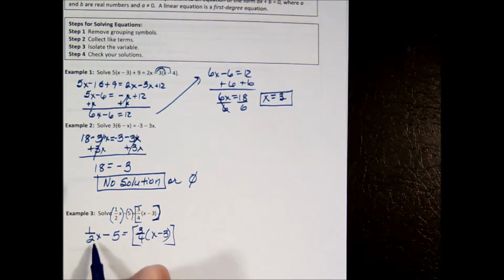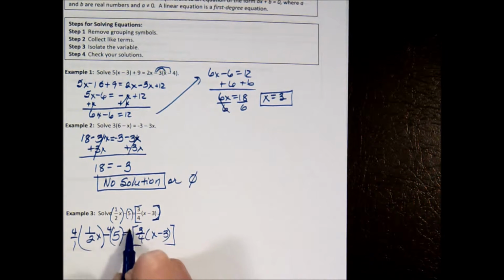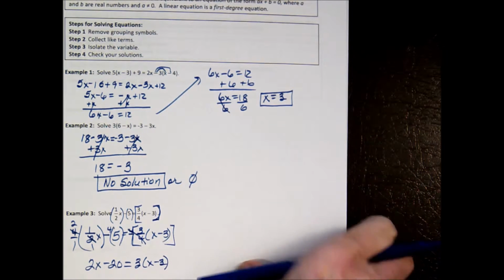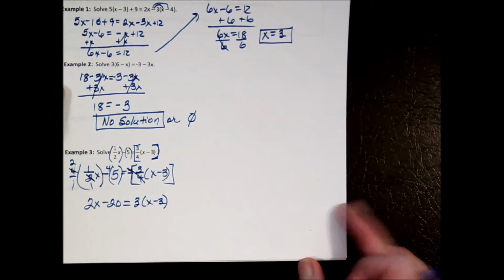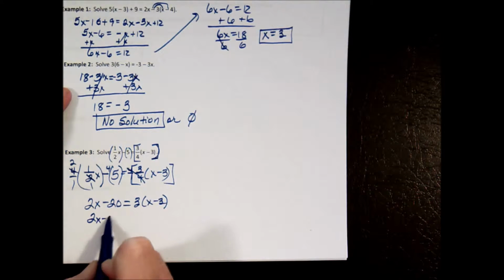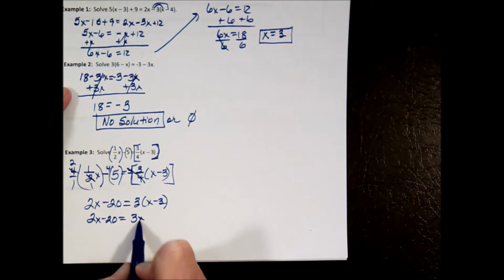I'm going to get rid of my fractions first by multiplying every term by the LCD, which is 4 over 1. So I have to multiply this one by 4 and this by 4. 2 goes into 2 once, it goes into 4 twice. 2 times 1 is 2 times x is 2x minus 20. Those 4's cross cancel, and I have a 3 times an x minus 3. Don't try to get rid of the fraction and distribute all in one step. Now we're going to distribute. So 2x minus 20 equals 3x minus 9.